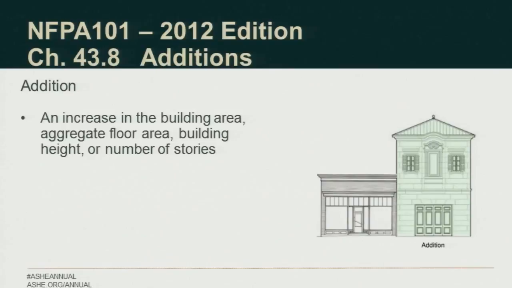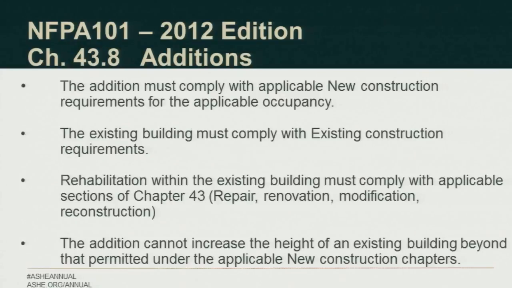Additions, basically increasing the aggregate area of the building area, the number of stories, or the building height. So I'm adding to a building, either increasing it horizontally or vertically. The addition must comply with the applicable new construction requirements for the applicable occupancy. The existing building must comply with the existing construction requirements. The rehabilitation within the existing buildings must comply with the applicable sections of 43.